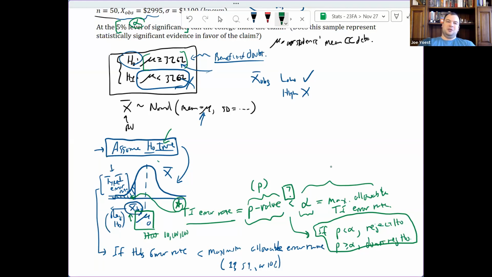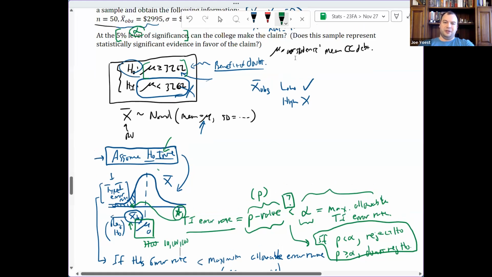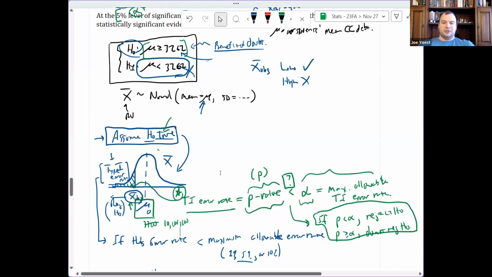If I choose mu naught to be some huge number, then this tail is always going to be super small, right? Because X bar observed is like, what, 2995. So if I just choose mu naught to be way, way far over to the right in this interval, that makes that tail tiny and I can always reject. Why wouldn't I do that?